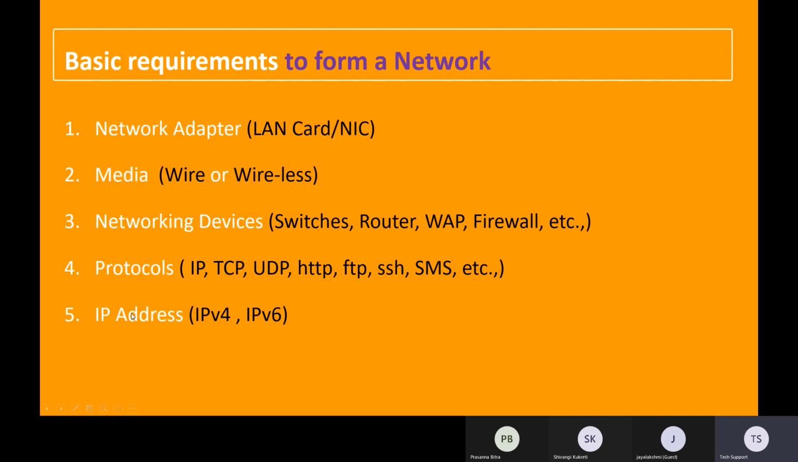Okay. And we also require an IP address. IP address means Internet Protocol address. Address here is similar to our home address. Even our home address is a unique address. Same way, every system has a unique identification address. But this address is divided into two types of IP address. One is IP version 4 and another one is IP version 6.